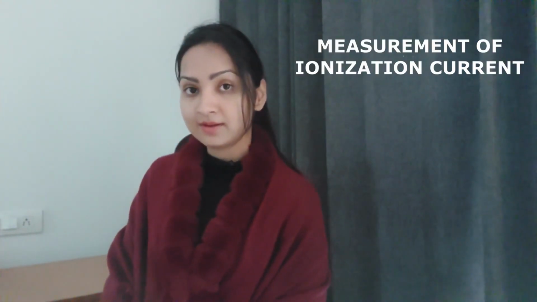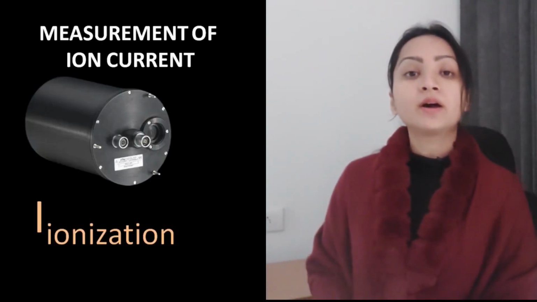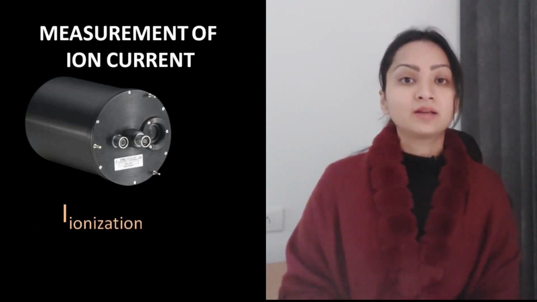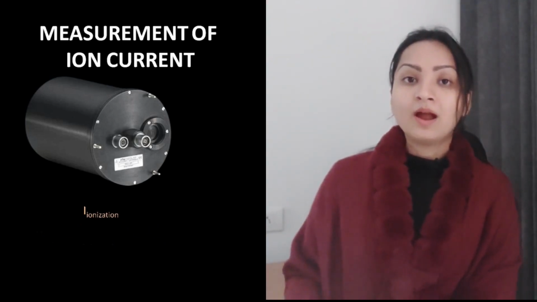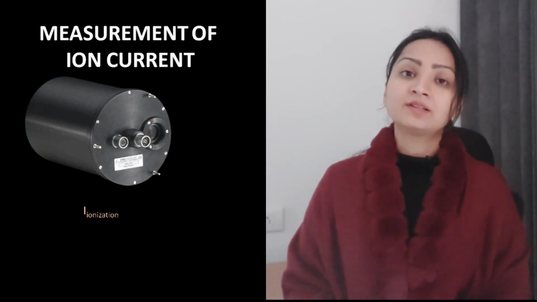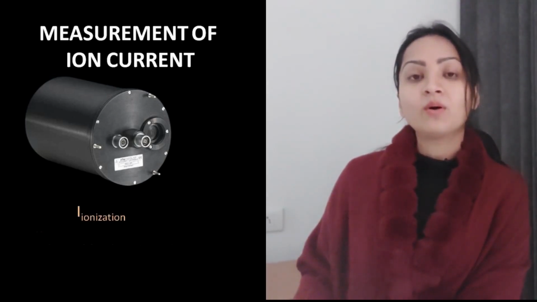You got the current, and the next step will be to measure this current. So in today's video, let us talk about the measurement of ionization current. You all know that the magnitude of ionization current that you obtain from an ionization chamber is too low, and it is really very difficult to amplify such a small current pulse.